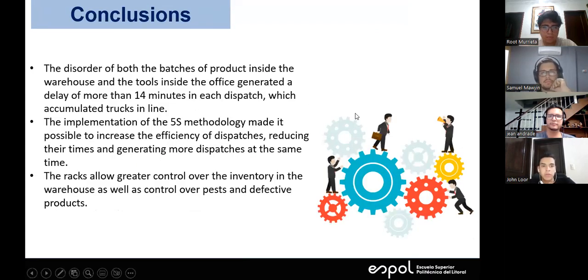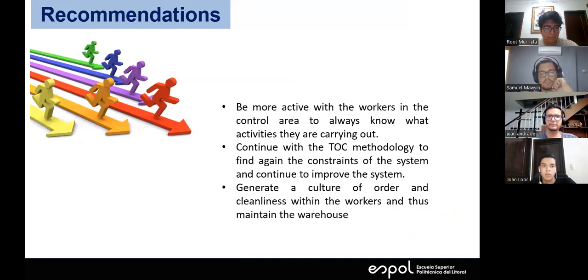Now we present the conclusions of the project. The disorder of both the batches of products inside the warehouse and the tools inside the office generates a delay of more than 14 minutes in each dispatch, which accumulates trucks in line. The implementation of the 5S methodology made it possible to increase the efficiency of dispatch, reducing times and generating more dispatches at the same time. And the racks allow greater control over the inventory in the warehouse, as well as control over pests and defective products.